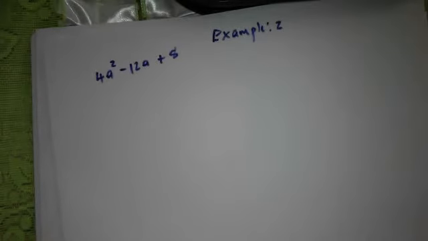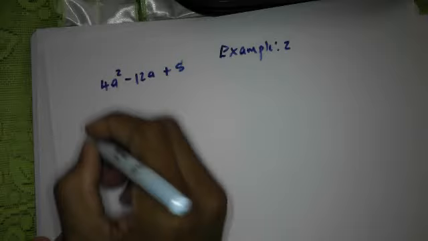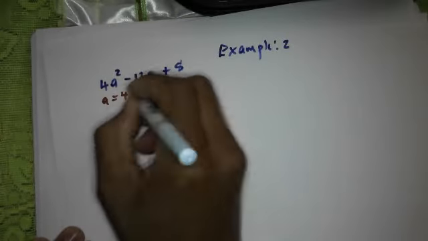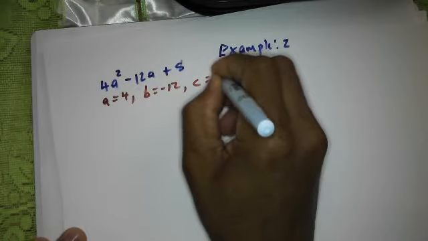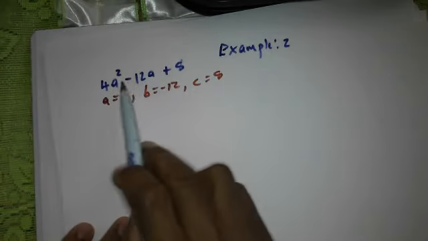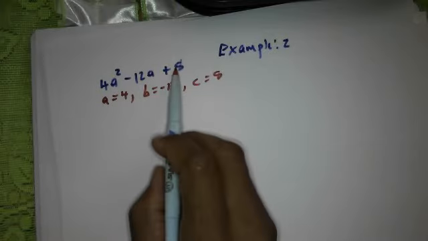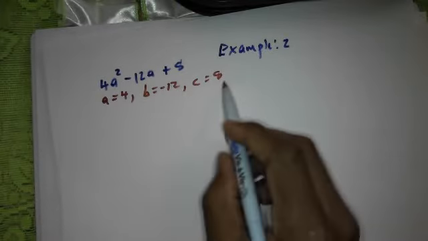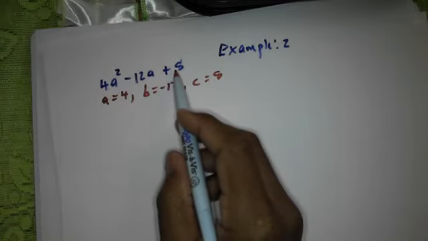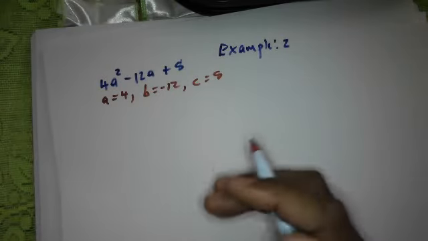Example 2 says 4a squared minus 12a plus 8. Okay? Again, my a value equals 4, my b value equals negative 12, and my c value equals 8. Alright? One way of doing this as well is to factor the greatest common factor here. So you could take out a 4 right through. But why I'm doing it like this, because sometimes there is nothing common. So that's why I'm just going through it at once.